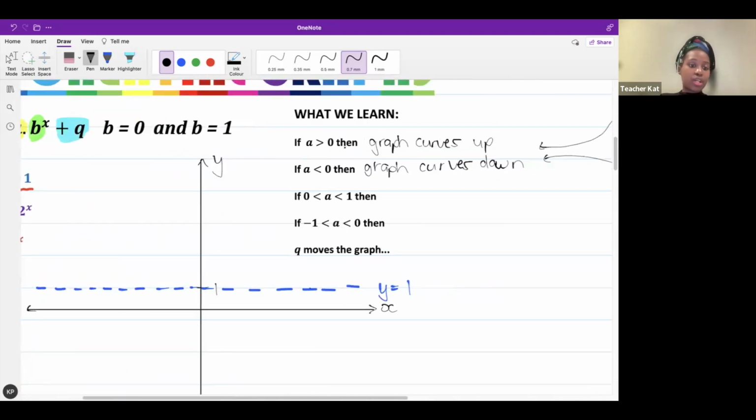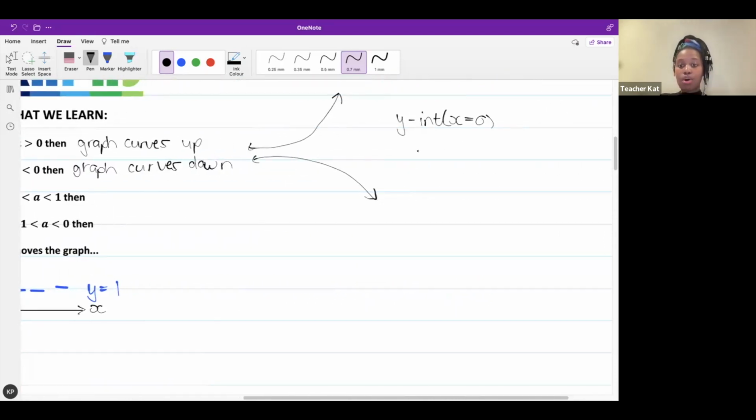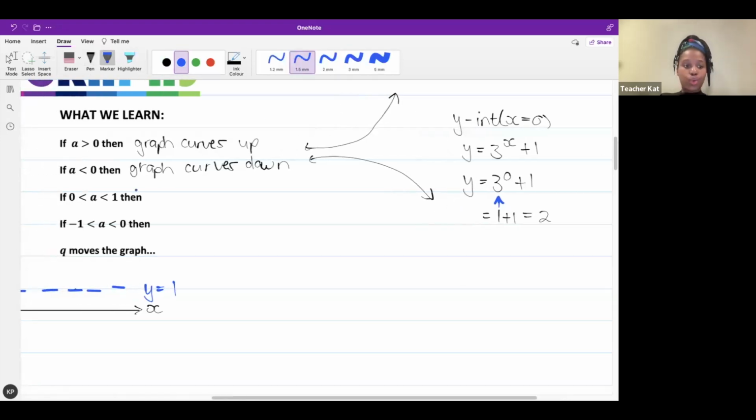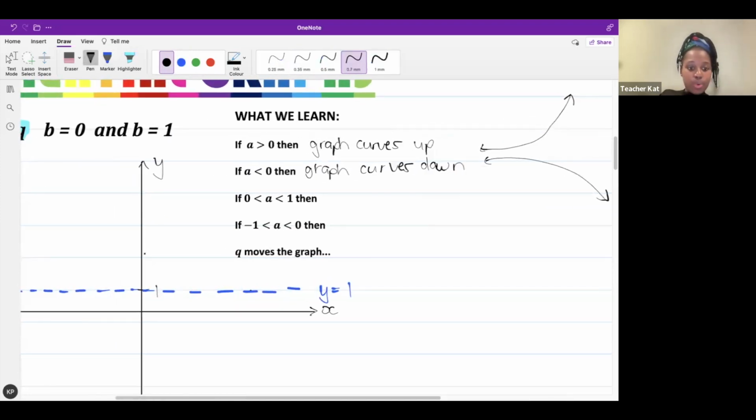Okay, now let me check again. It's 3 to the power of x plus 1. So y is equal to 3 to the power of x plus 1. So then if I make my x 0, what happens here? Anything to the power of 0 is? Thank you. So then I end up with 1 plus 1, which means it's going to pass my graph at 2. So if that is 1, this is 2, that is where my intercept will be.